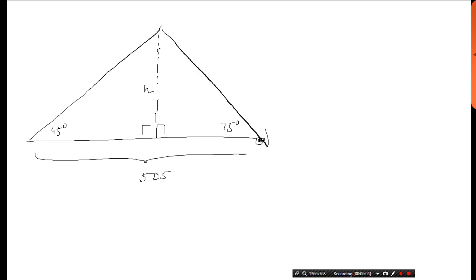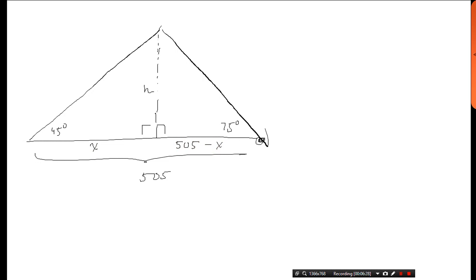And what do I mean by magic? Well, I need to split these up. So pick a variable, any variable. This is going to be our dummy variable, x. So I'm going to call this side x, and I'm doing this arbitrarily. I could have called the other side x if I wanted to. Why did I do this? Because the other side is going to be 505 minus x.